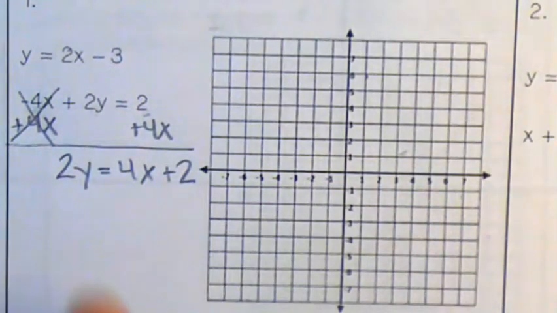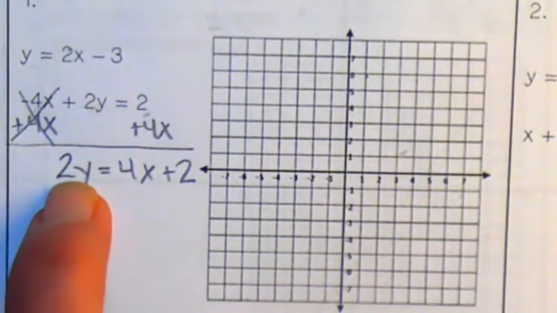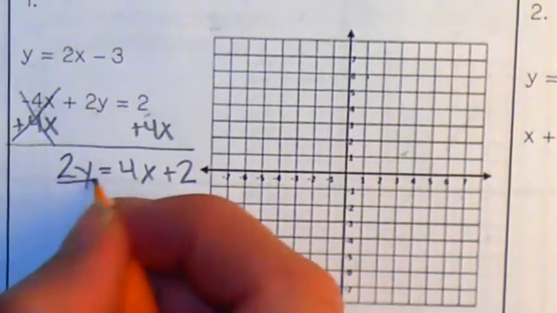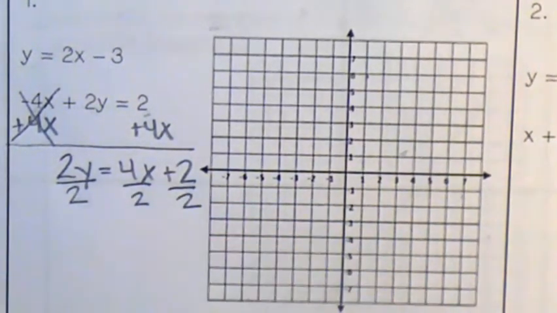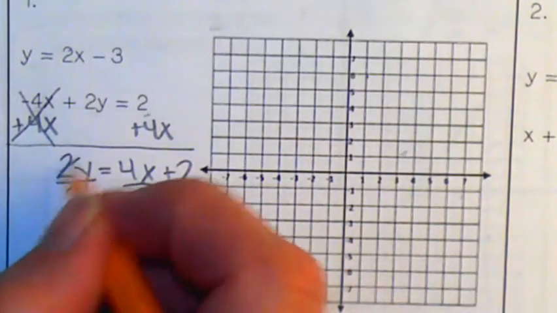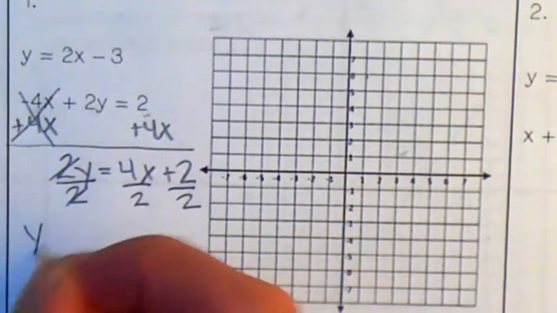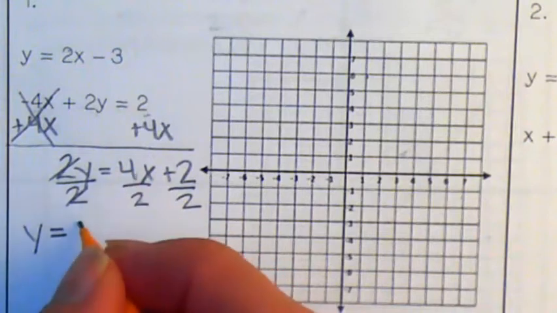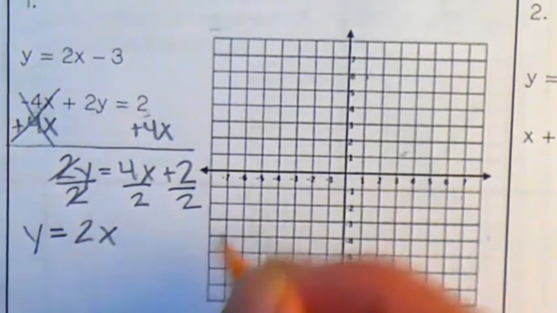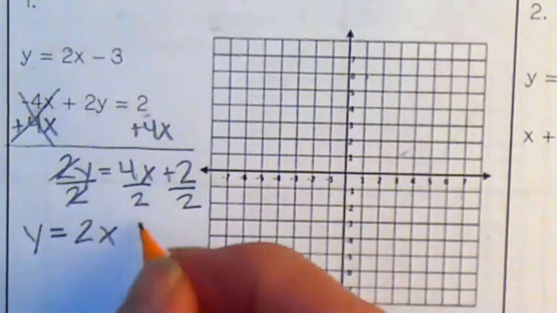My last step is to divide every term by the number in front of y, so it's just a y. Divide by 2, divide by 2, divide by 2. So that cancels. Now I have y equals 4x divided by 2. 4 divided by 2 is 2x. 2 divided by 2 is 1.